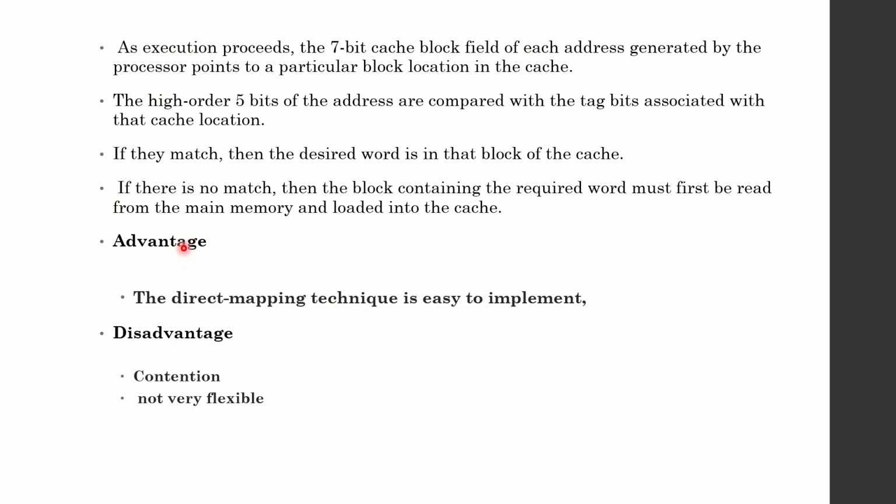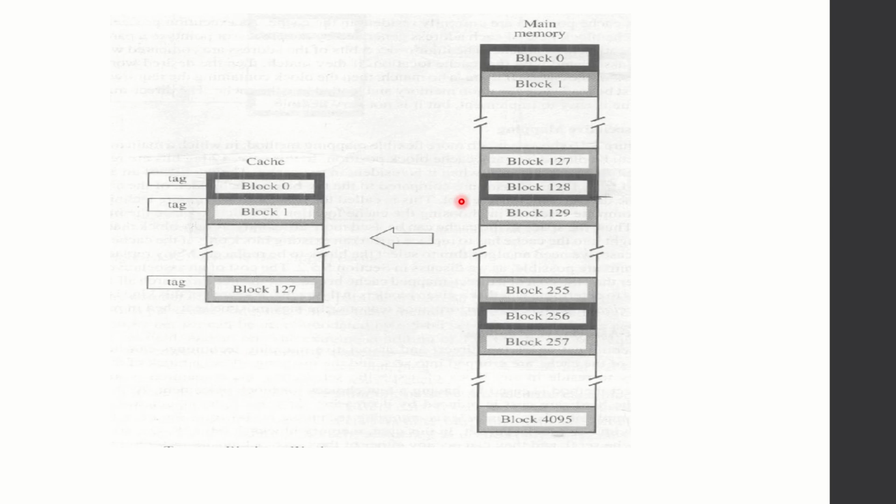Next is, what are the advantages and disadvantages of direct mapping? The advantage of direct mapping is that it is very easy to implement. But the drawback is contention, and it is not flexible. That means, suppose that the cache memory block is free now, and suppose the processor wants a word which is inside block 0 of main memory. As per the rule, block 0 of main memory will be stored inside block 0 of cache, because 0 mod 128 is equal to 0. So we can only store block 0 of main memory inside block 0 of cache.